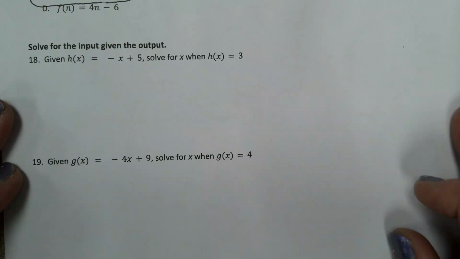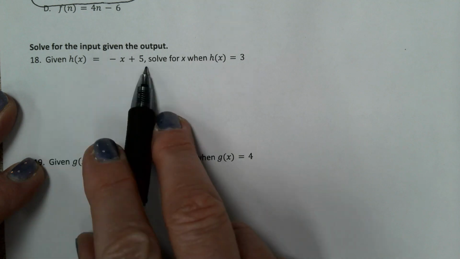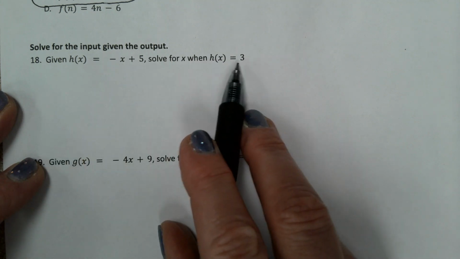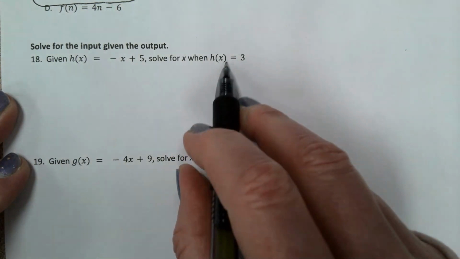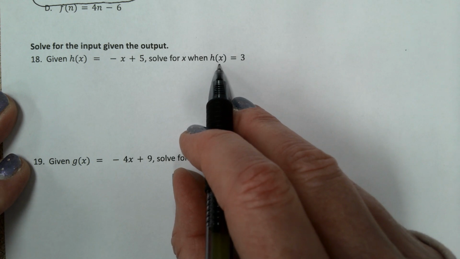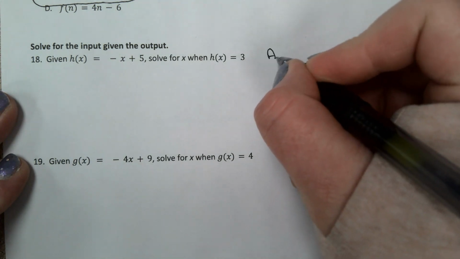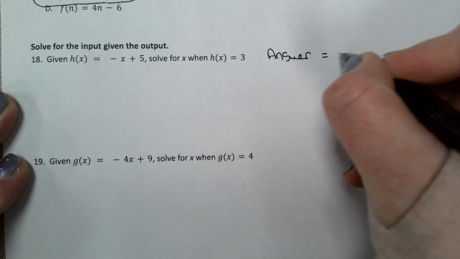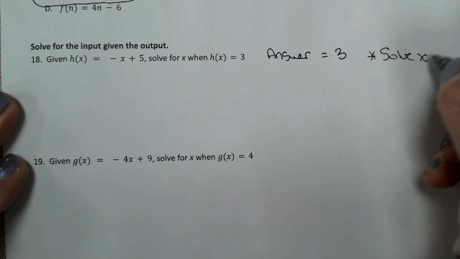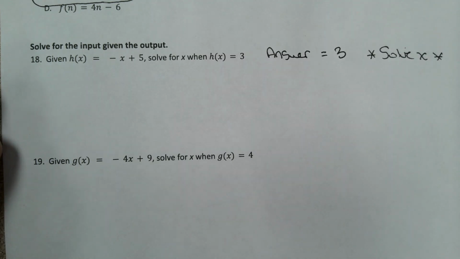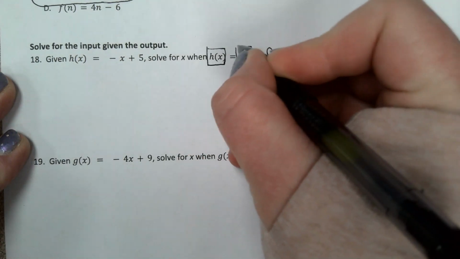And we're going to do 18 and 19. This says, given h of x is negative x plus 5, solve for x when h of x equals 3. When it does it like that, you'll notice that the 3 is not here where the x is, the 3 is over here. So this means my answer equals 3, and I am going to solve for x. So h of x equals 3.